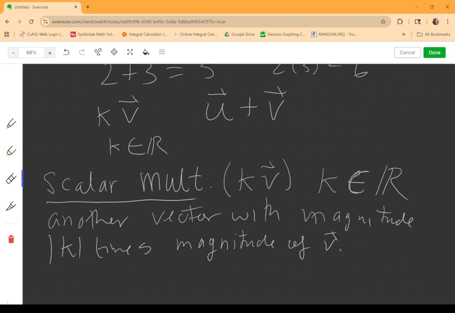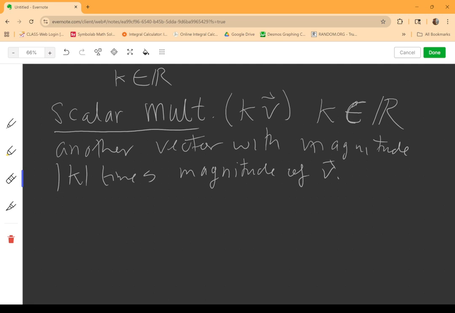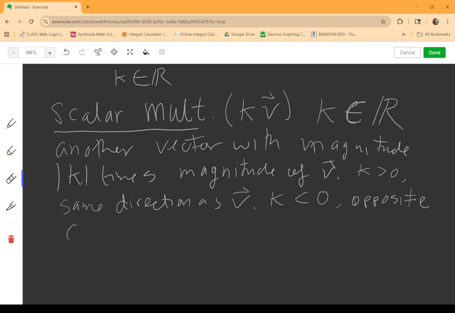Okay, so depending on what that value of k is, it will either make it longer or shorter, right? In terms of its magnitude, the absolute value. Now, if k is bigger than 0, then it's in the same direction as v. If k is less than 0, then it's in the opposite direction of v.